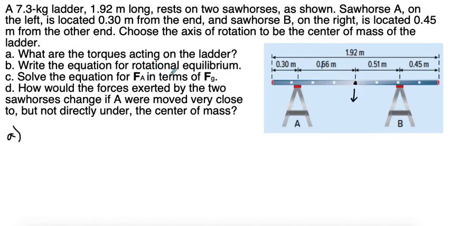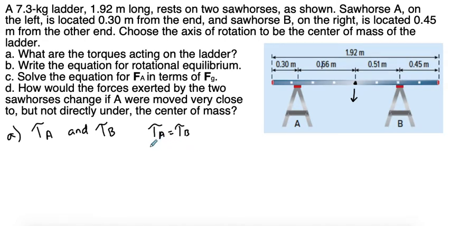So what are the torques acting on the ladder if this is our axis of rotation? All right, well, we're going to have torque of A and torque of B. Those are the two torques acting on the ladder, because our axis of rotation is that center of mass. So we could write out a little equation here to say what our torques are. Torque of A is going to be equal to torque of B, and A would be giving a clockwise torque, B would be giving a counterclockwise torque, but they will be equal and opposite because this is in static equilibrium.